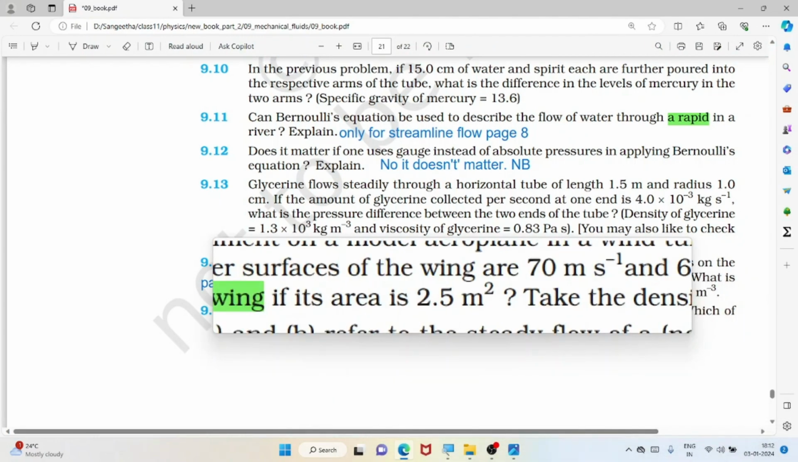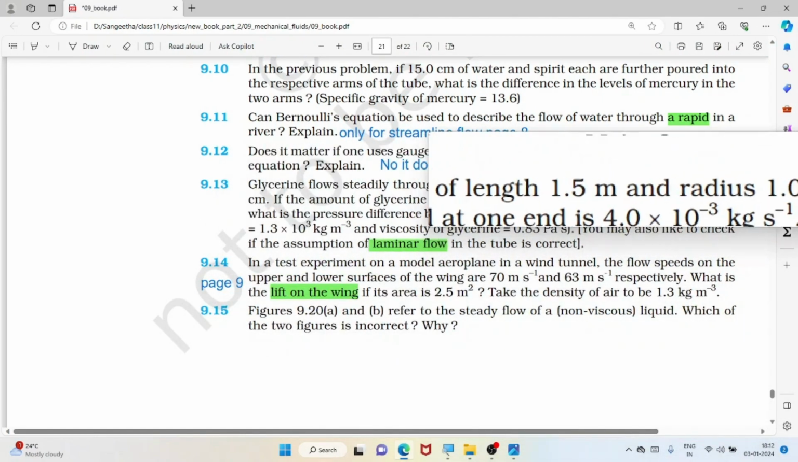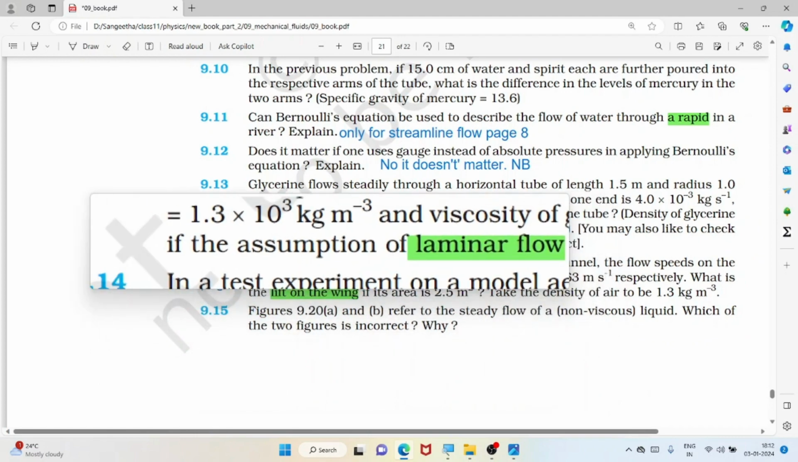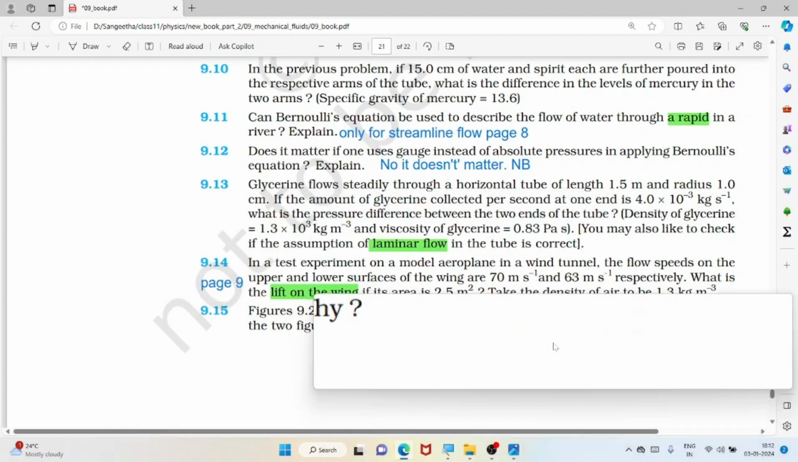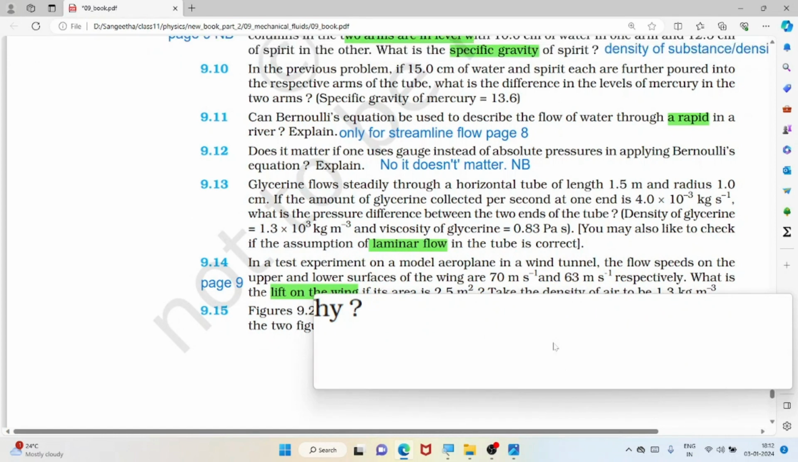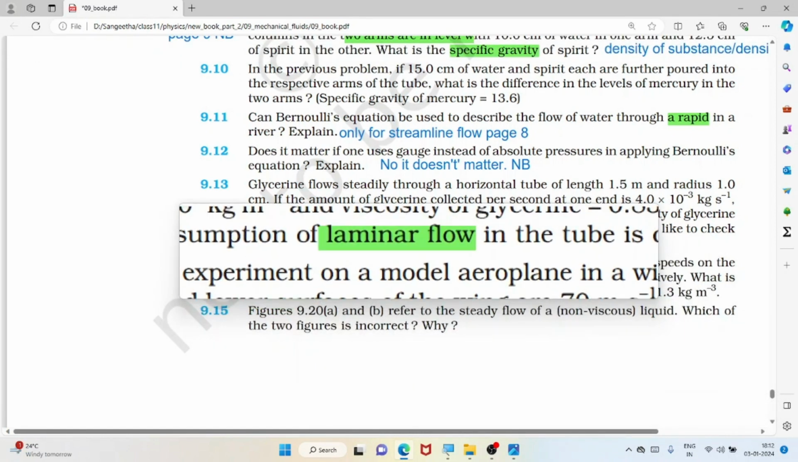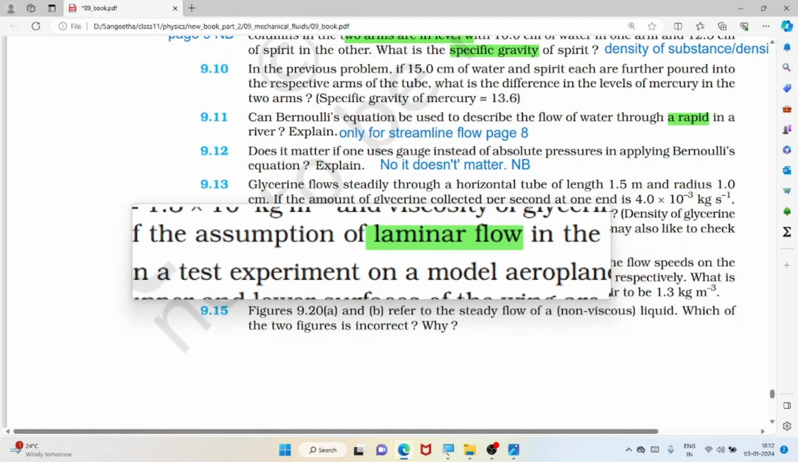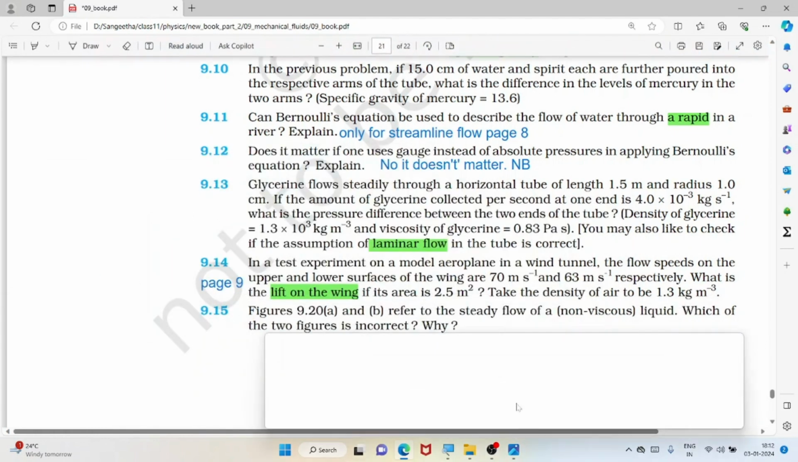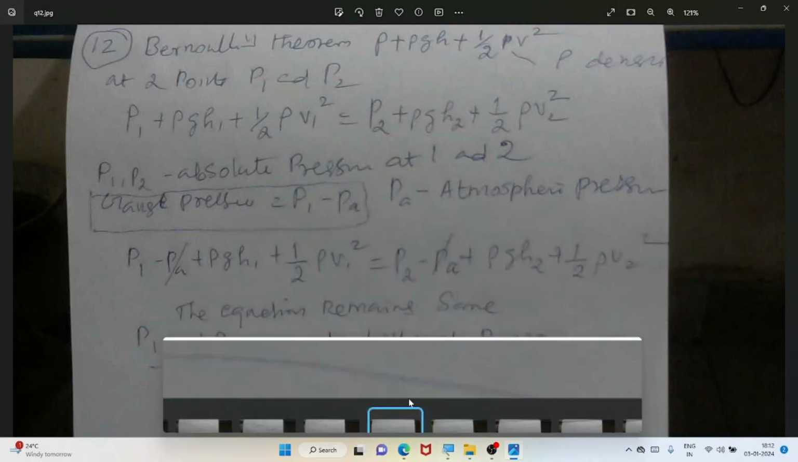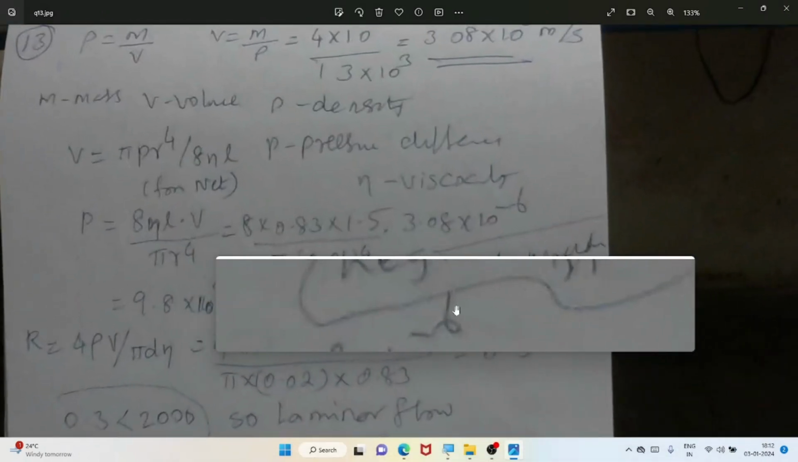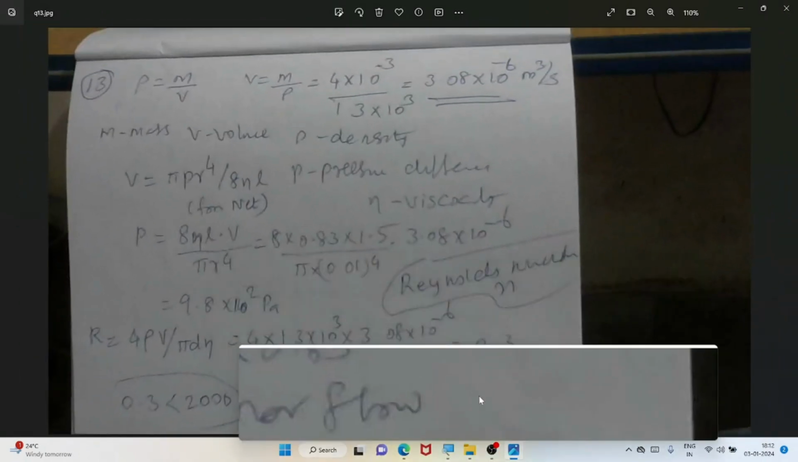Grazing closely, 30 of the horizontal. Okay, so here they are asking whether to check if it is a laminar flow. So I took this from the net. It is in the book, but it is not given in detail about the laminar flow. So I took these details from the book.